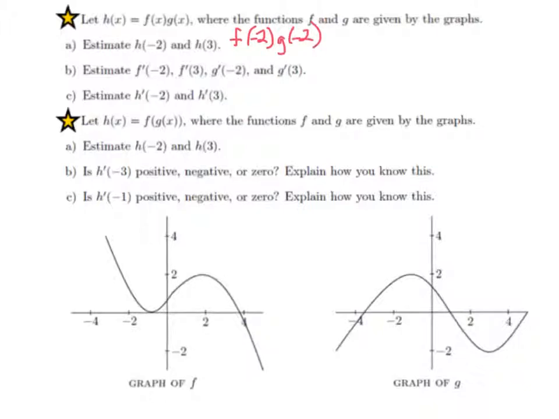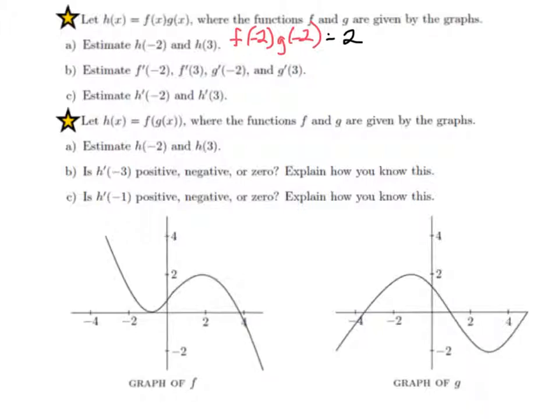So we go down to the graph and look. F of negative 2 looks like about 1, and g of negative 2 looks about like 2. So maybe 1 times 2 is 2.